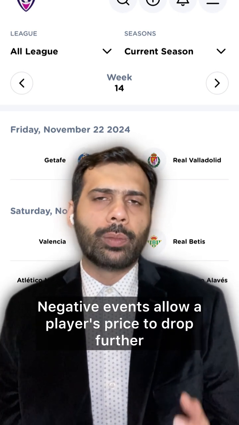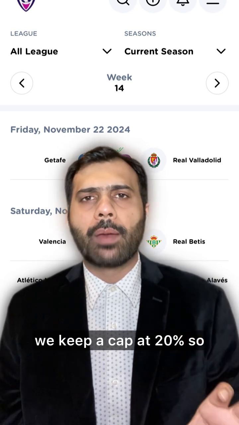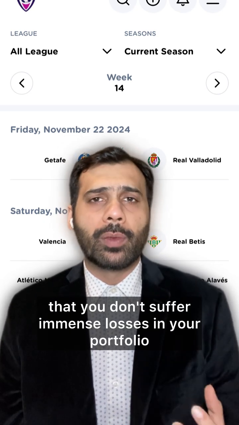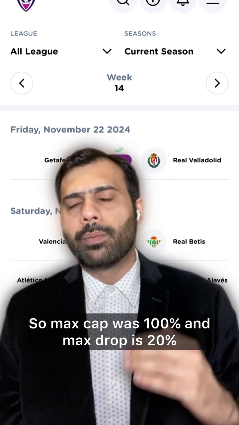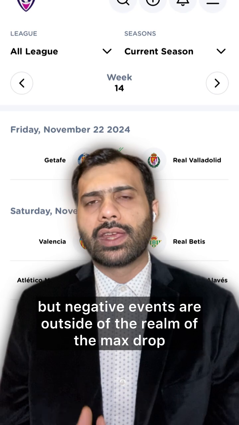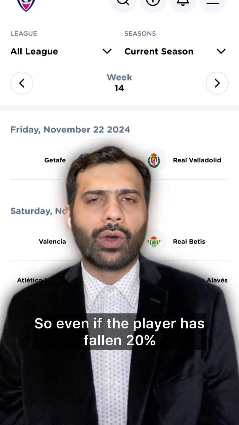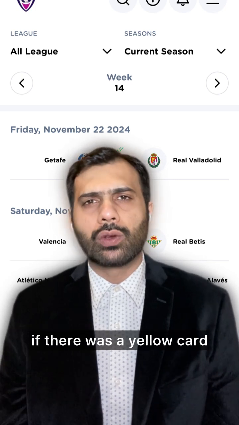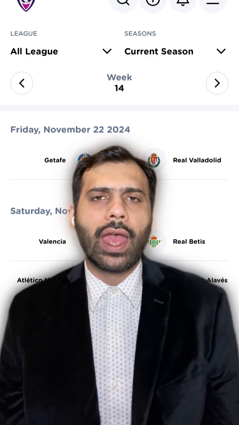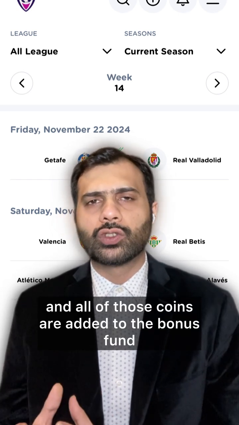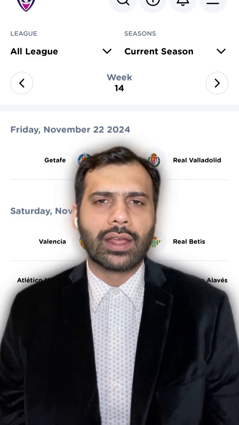Negative events allow a player's price to drop further, but in general, we keep a cap at 20% so that you don't suffer immense losses in your portfolio. So max cap was 100% and max drop is 20%, but negative events are outside of the realm of the max drop. So even if the player has fallen 20%, if there was a yellow card or red card after that, then they face further deductions for those, and all of those coins are added to the bonus fund, which is then distributed at 30, 25, 20, 15, and 10.